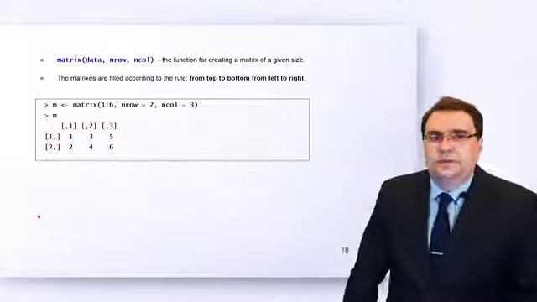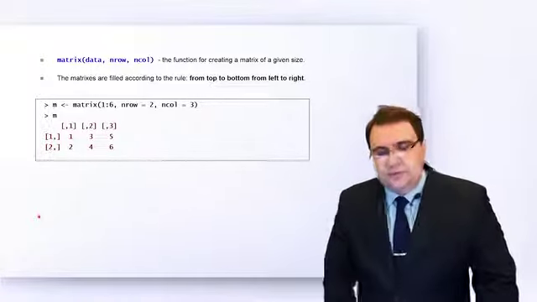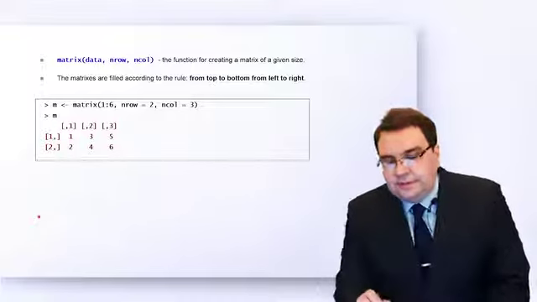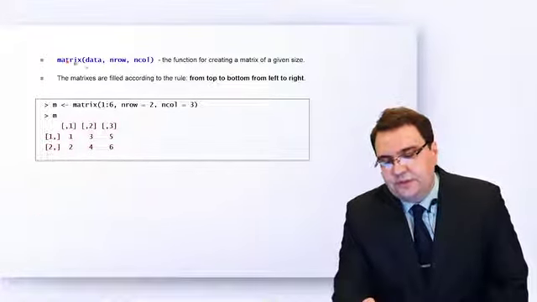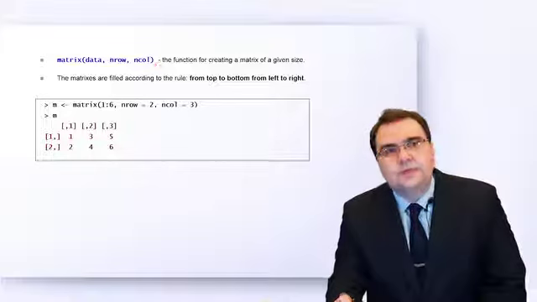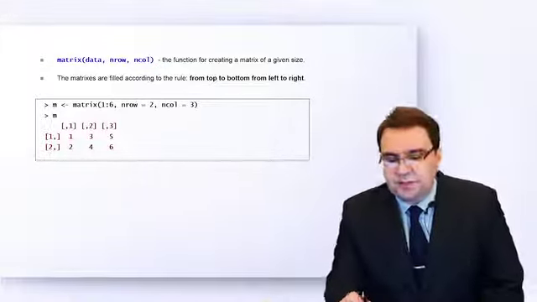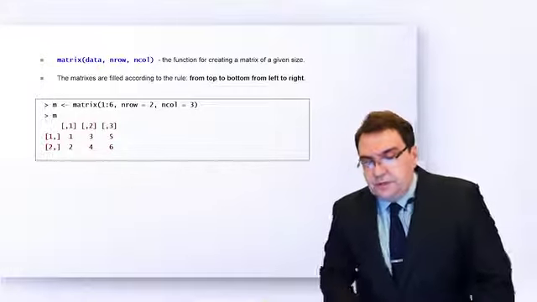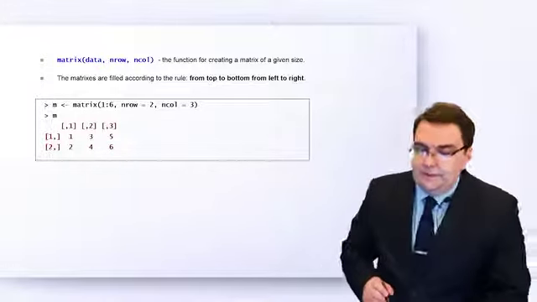Okay, the function that I already showed in my previous example was matrix. Now let's consider this in more detail. The syntax of this function is matrix, and it has three input parameters: data, row and columns. This function is used to create a matrix of given size.